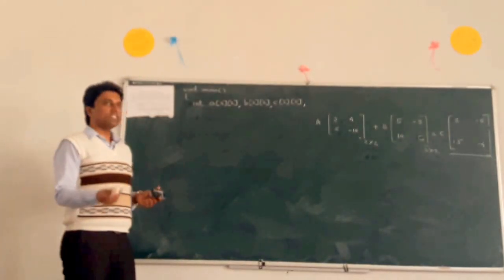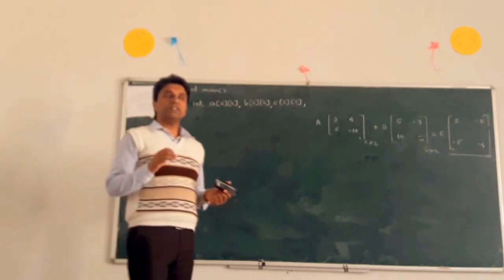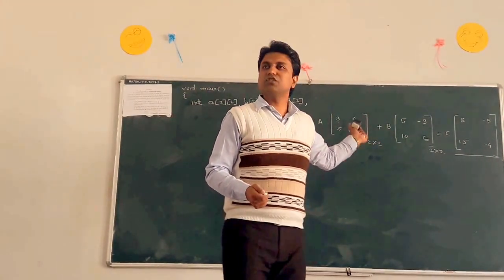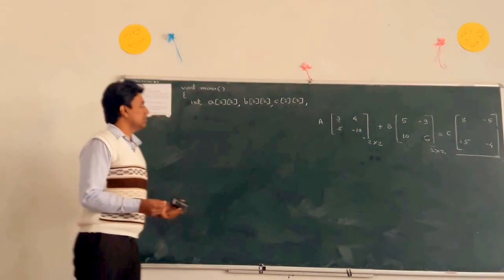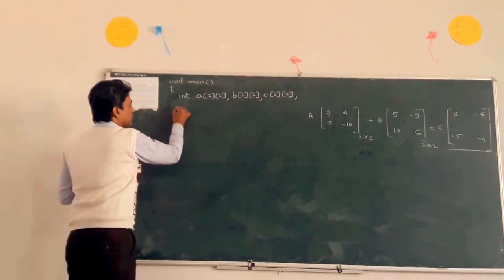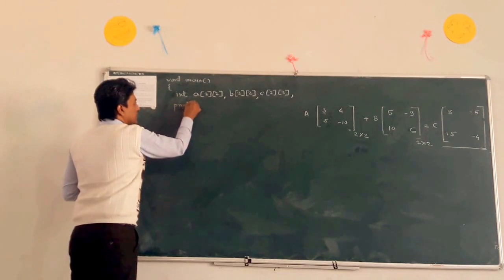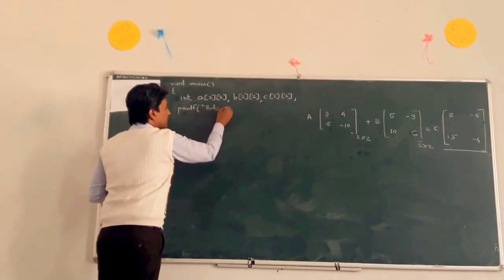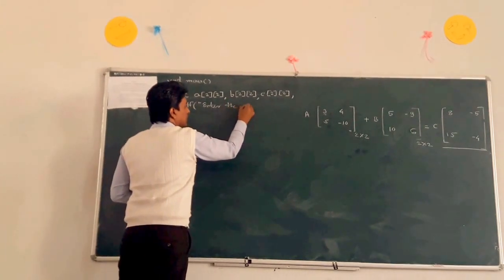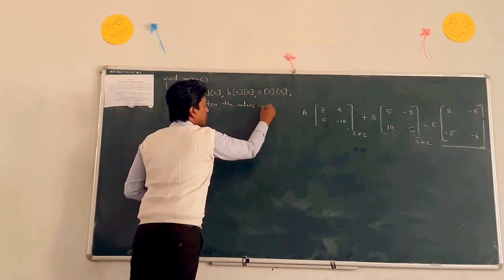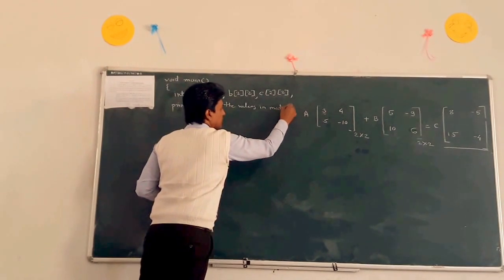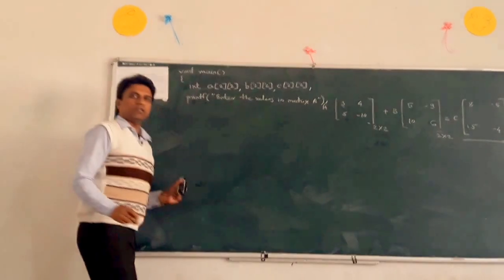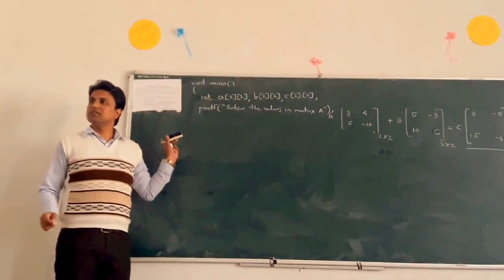Next, what is the next step? Enter the values in the first matrix, or first two-dimensional array. How? Using the scanf statement. So give the message printf, enter the values in matrix A. Okay.